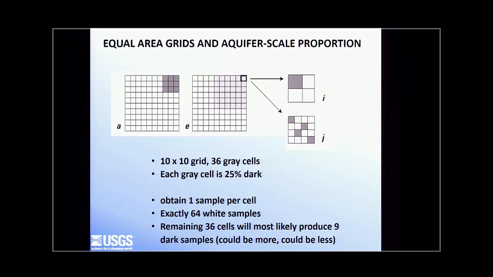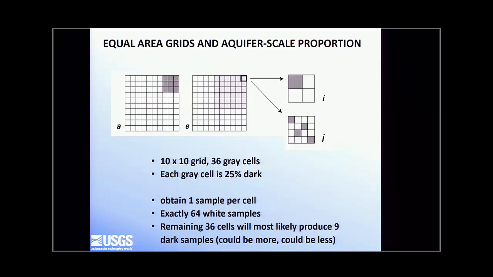And you look at one of those gray cells, divide it up into 4 parts. 1 dark, 3 white, or divide it up into 16. 4 dark, 12 white, or clear. Now let's sample 1 well per cell. Let's start with those white cells. You will get exactly 64 clear or white samples. You have no choice.